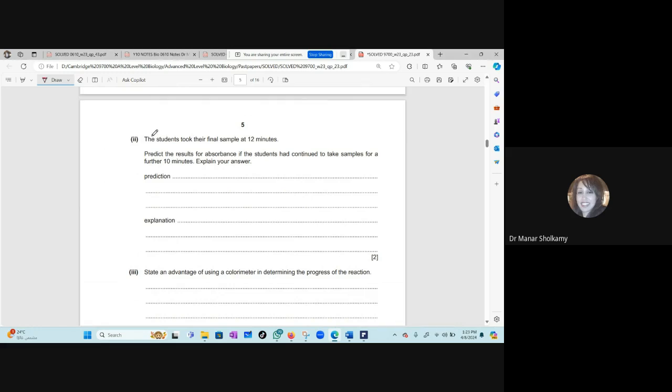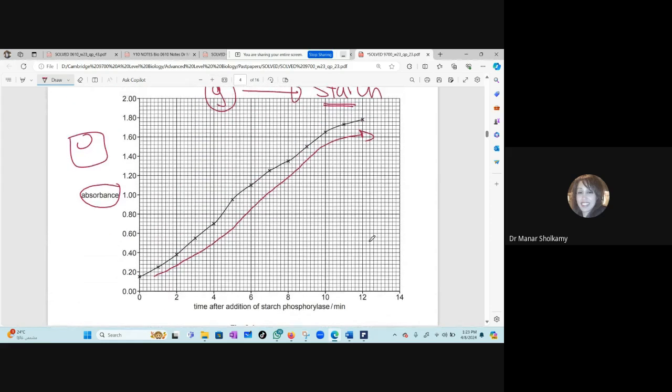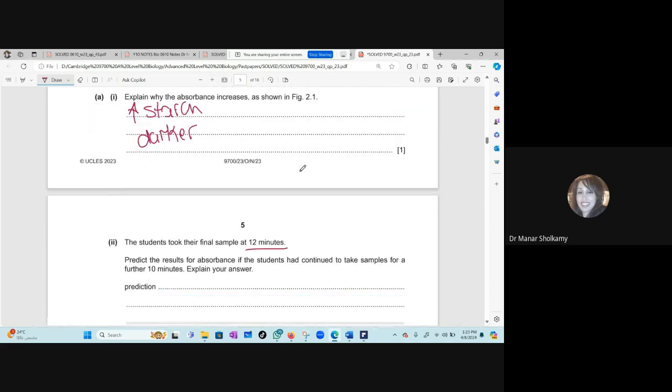I hope so. The students took their final sample at 12 minutes. Predict the results for the absorbency if the students had continued to take samples for a further 10 minutes, and explain your answer. Now, this is a tricky question. At 12 minutes, the absorbency was very high. The absorbency was its maximum. What do you think will happen to the absorbency if we waited more time? Will it keep on increasing? Because there are only two options. It will increase or it will remain constant. What do you think will happen?